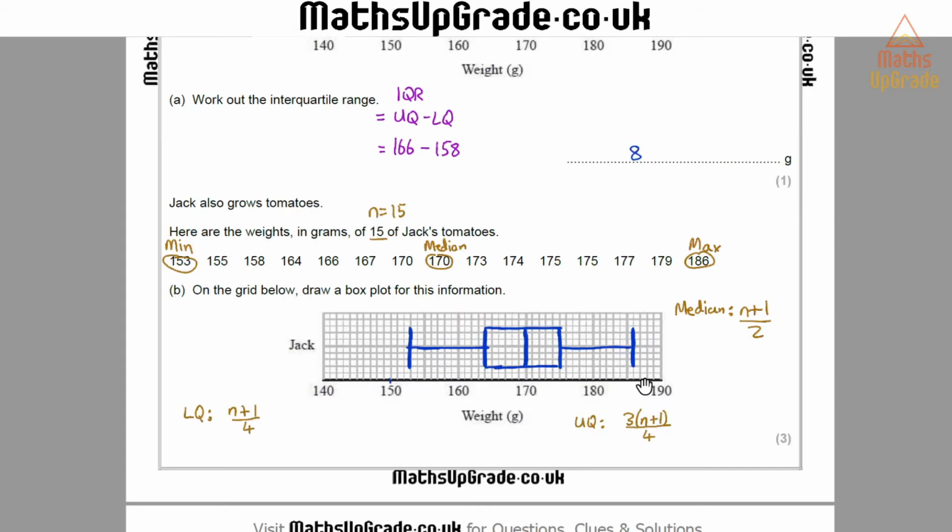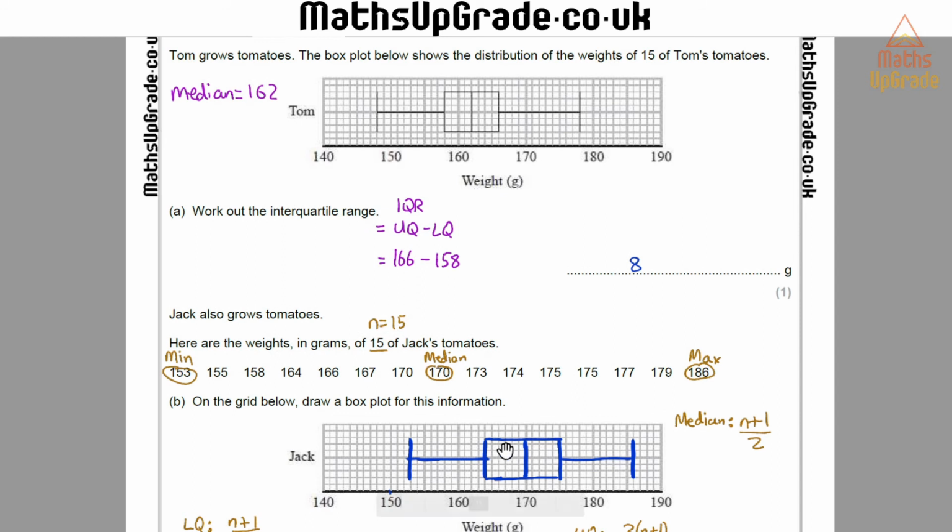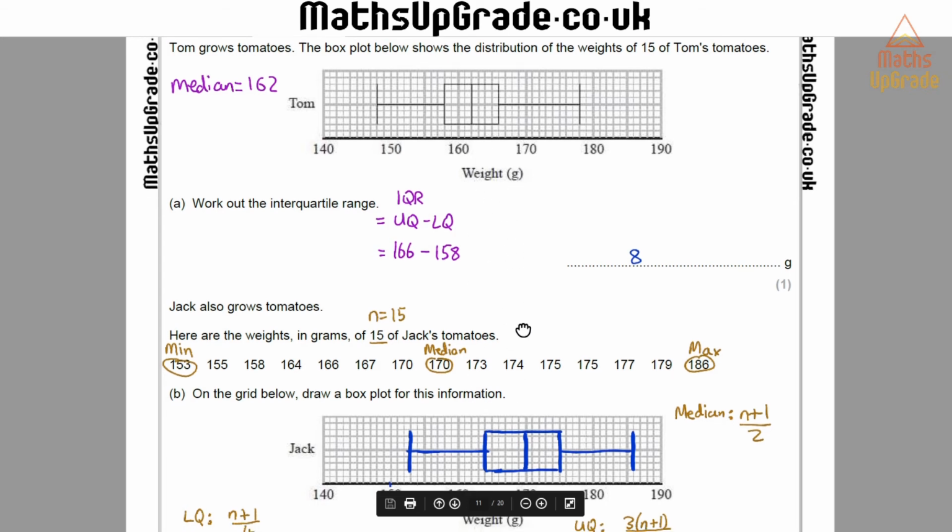The last part of the question is worth 2 marks, and it asks us to compare the distributions of Tom's tomatoes with the bottom one, which is Jack's tomatoes. So I can just compare this box plot with the box plot underneath it. If you look at the scale, look at the axes, they're exactly the same position. So what that means is I can just compare just by looking at them, since they're horizontally at the same position. First of all, if I compare the median for Jack's tomatoes, this bottom one here, the median is greater.